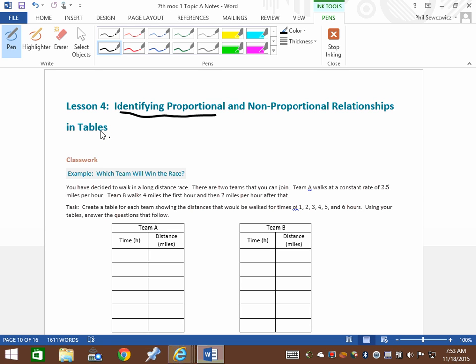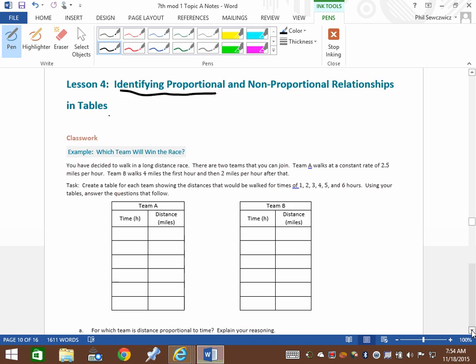In this particular case, we are setting up the table. We've decided to walk in a long distance race. There are 2 teams that can join. Team A walks at a constant rate of 2.5 miles per hour. Team B walks 4 miles the first hour and then 2 miles per hour after that. Create a table for each team showing the distance they would have walked for the times of 1, 2, 3, 4, 5, and 6 hours. Use your table to answer the following questions below.